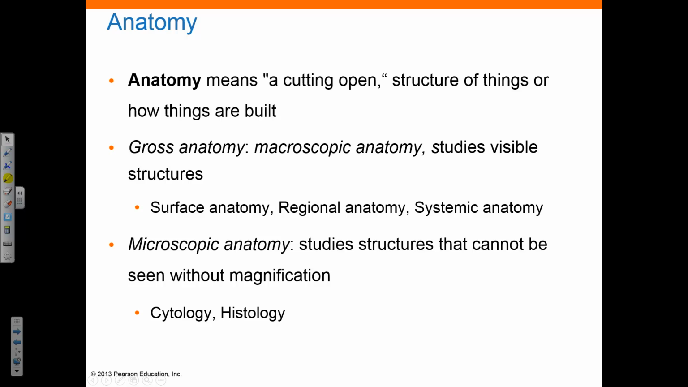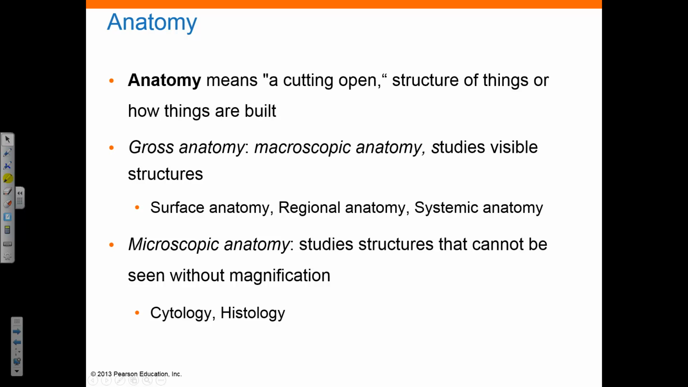The term anatomy refers to the structure of things or how things are built. It is derived from a Greek word meaning a cutting open. Gross anatomy or macroscopic anatomy refers to visible structures, things that can be seen with the naked eye. Several types of gross anatomy include surface anatomy, which is concerned with the general form and superficial markings, regional anatomy, which is concerned with superficial and internal features in specific regions of the body, and systemic anatomy, which is concerned with the structure of major organ systems.